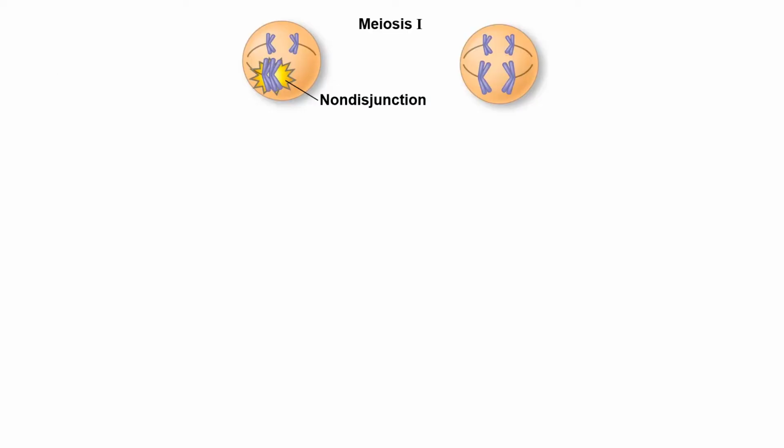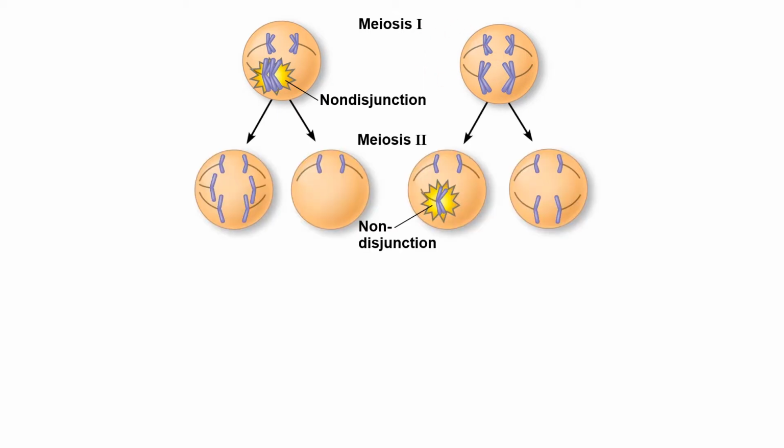Now, if we follow through with the events of what's going on here, like we've got non-disjunction here in meiosis 1, and we've got normal on this side. So in this case, we've got normal separation on first chromosome. Our second chromosome, the homologous pair does not get separated. So when we get into meiosis 2, we've got one cell that has 2 copies of that particular chromosome and another cell that doesn't have any at all.